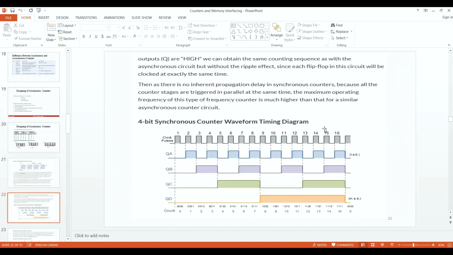This is a 4-bit synchronous counter waveform, the timing diagram. I already discussed it with you in detail. If you remember, QA starts from 0, then goes to 1. The next, QB, is 0 0 and starts from 1 again. So that is how we are going to count.